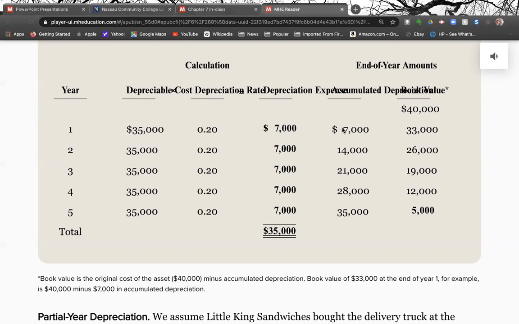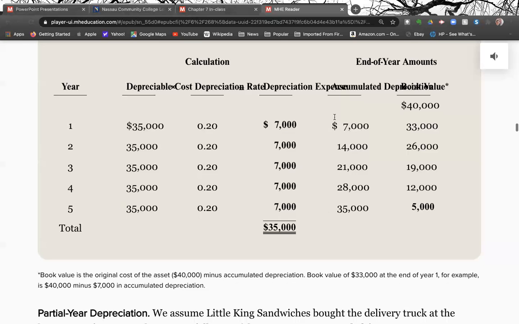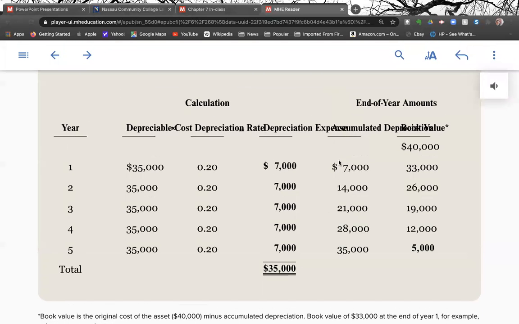This column is the accumulated depreciation. So what's the accumulated depreciation? It increases each year by $7,000. So after the first year, it's 7. After the second year, it's 14. After the third year, it's 21. After the fourth year, it's 28, right? I just keep adding 7,000 to it. After the fifth year, it's 35,000. So notice that if I total up all the depreciation expense, 35,000, it comes out to be what this number is here, 35,000, right? Accumulated depreciation starts out at 0, and each year it increases by 7,000.